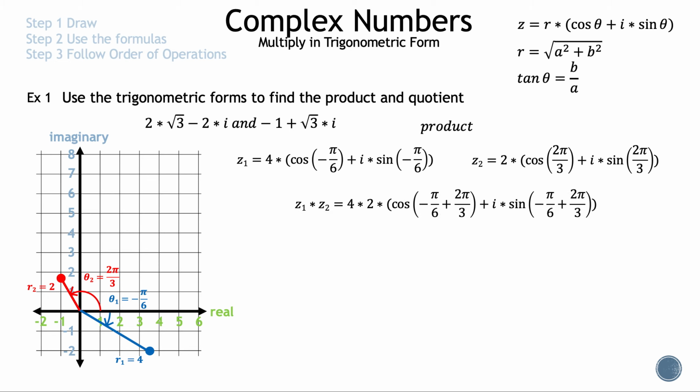We multiply the moduli, 4 times 2, and add the arguments, negative pi over 6 plus 2 pi over 3 in each parentheses.